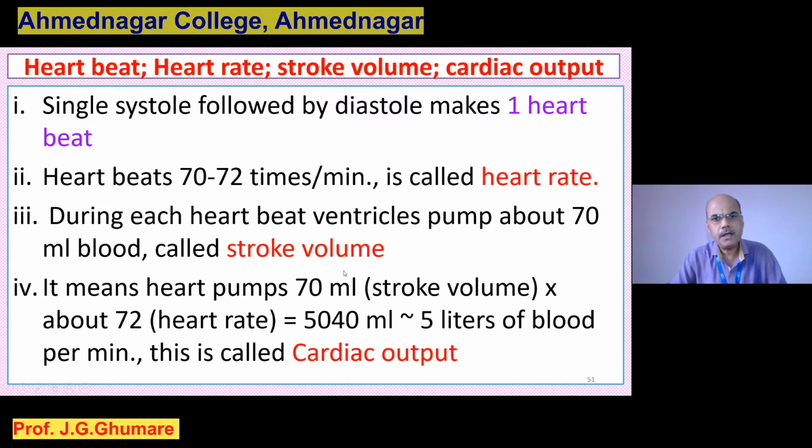Do you remember how much quantity of blood we said is present in our body? Yes, it is 5 liters. So the whole blood will be circulated through the heart within a minute, and this is called cardiac output. So we have three terms here. One contraction, one relaxation, this is called a heartbeat. The 70 to 72 times per minute, this is called heart rate. 70 ml of blood that is pumped, this is called stroke volume. And 5 liters of blood pumped by the heart in 1 minute, this is called cardiac output.